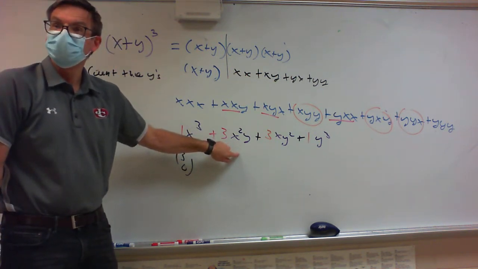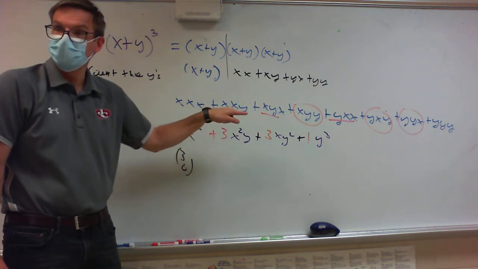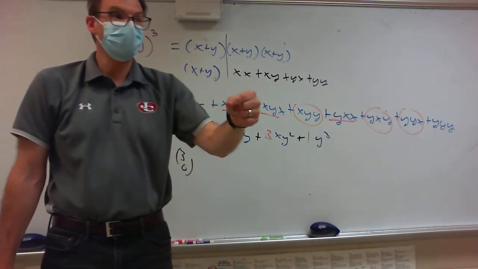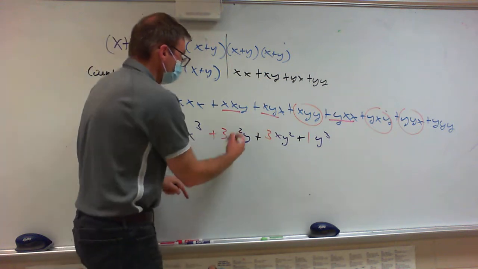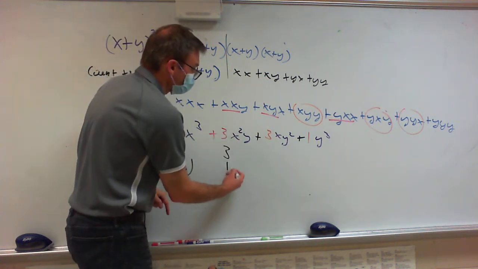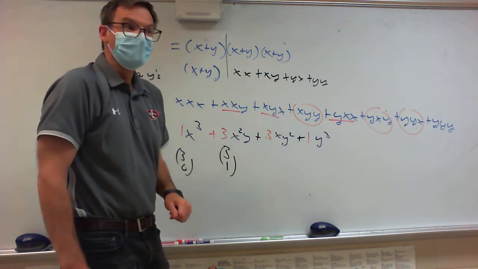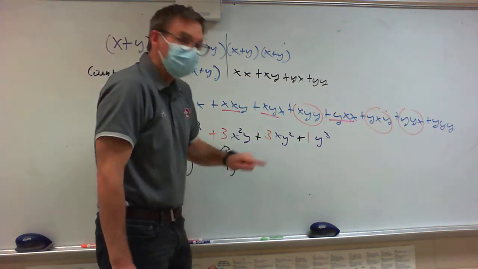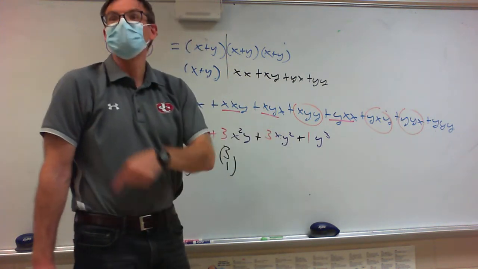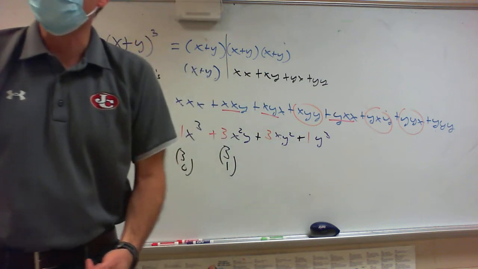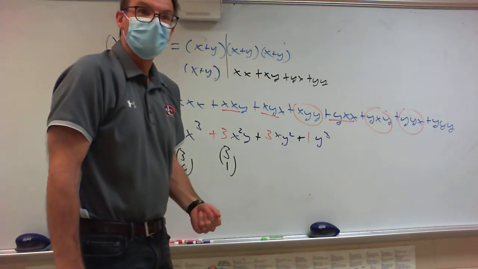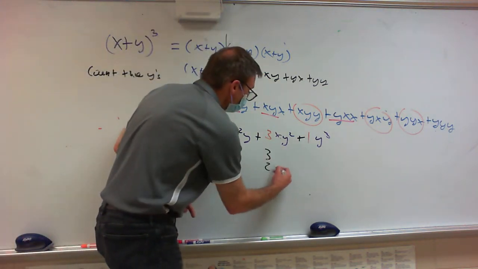How many y's? I have 3 spots. How many y's do I want? How many spots have to have a y? 1. And so this is, I have 3 positions. I want to choose one of them to be a y. And this is, I have 3 positions. How many of them do I want to be y's? 2. So this is 3, choose 2.